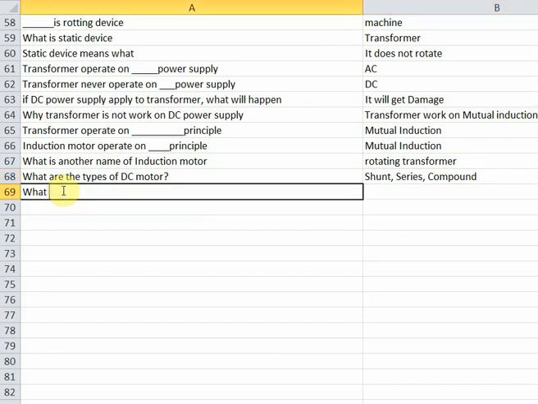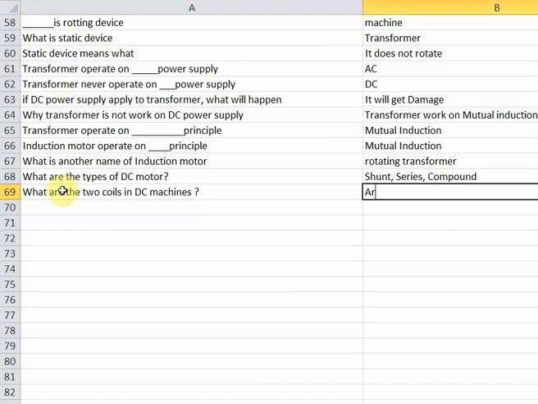What are the two coils in DC machines? Armature coil and field coil.